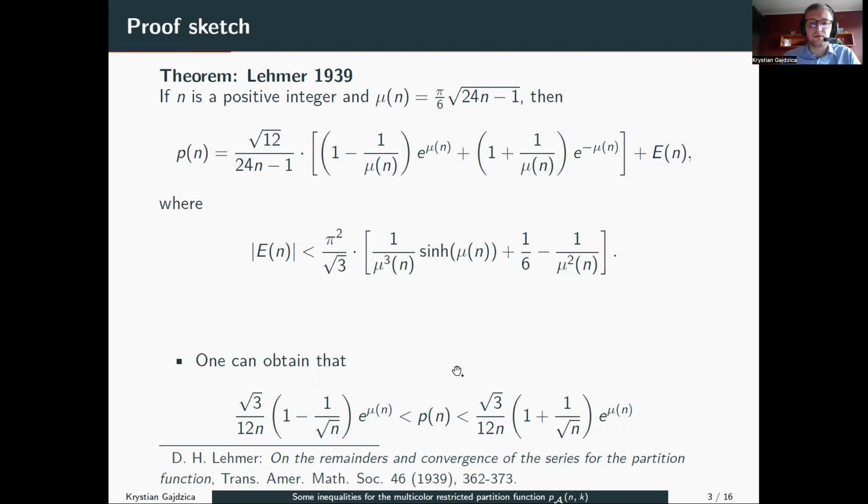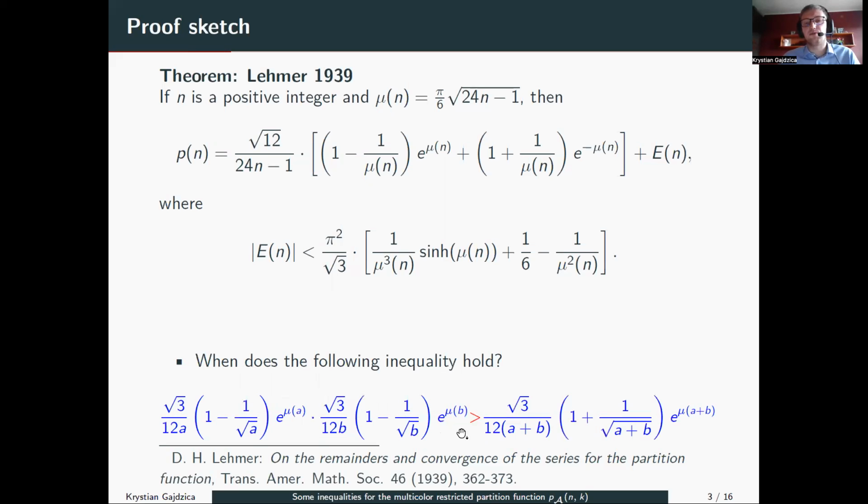And now the idea of the proof is simple. Well, we bound from below p of a times p of b, and from above p of a plus b, and check under what condition on a and b the following inequality holds. And it turns out that after some manipulations of this inequality, we can obtain that it is satisfied for almost all numbers a and b, and in the remaining cases, we check the validity of the theorem one by one.